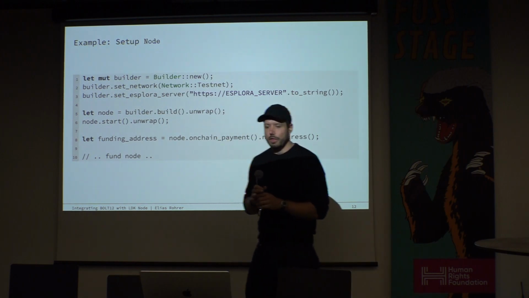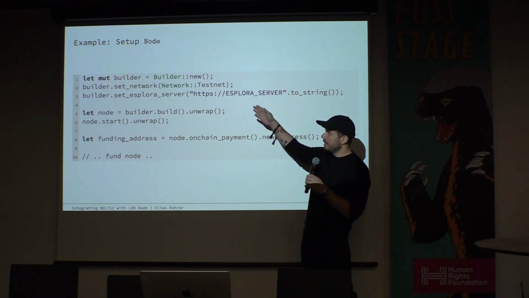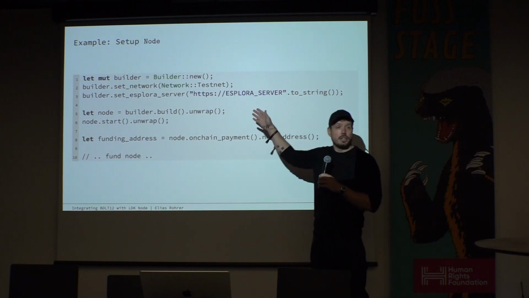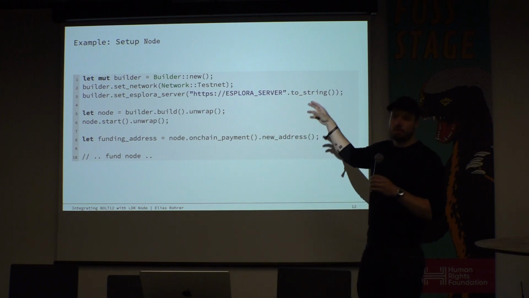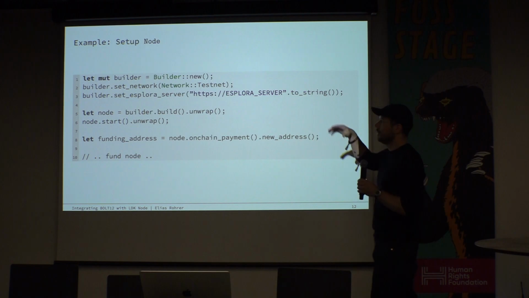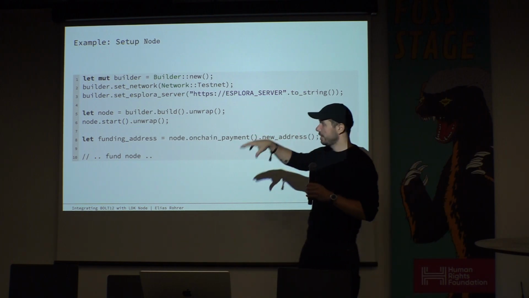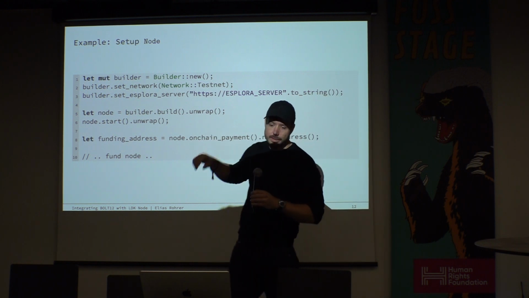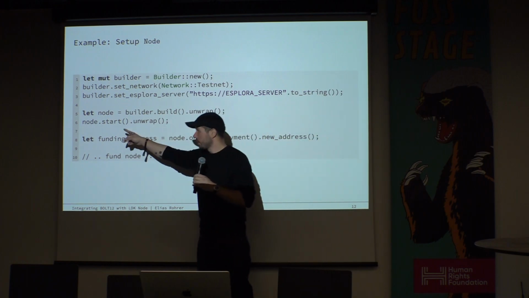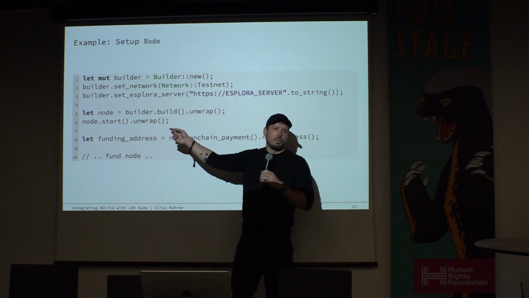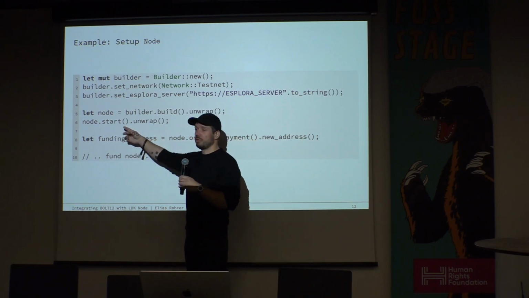Just to get set up with a node, essentially you would create a builder object, and on this builder you can configure all kinds of things. That is basically the modular architecture I just described. You can plug in your own Explorer backend or whatever, configure whether I want to run this on testnet or mainnet or regtest. And then you call just builder.build, and you get a node object. And this is your Lightning node. You're basically done. You just set up the Lightning node.